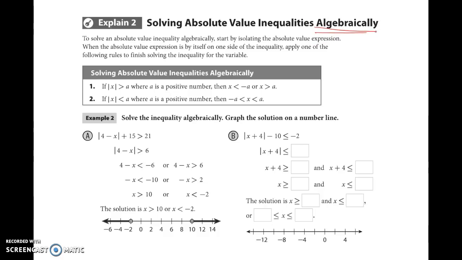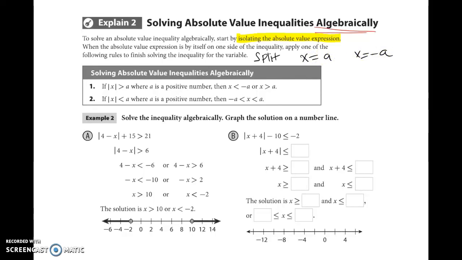So the first thing is to solve an absolute value inequality algebraically, you start by isolating the absolute value expression, which again is the first step that we did in 13.3. When the absolute value expression is by itself on one side of the inequality, apply the following rule to finish solving the inequality. And so if you remember from solving absolute value equations, we said that you would split the absolute value to be when x equals a and x equals negative a.